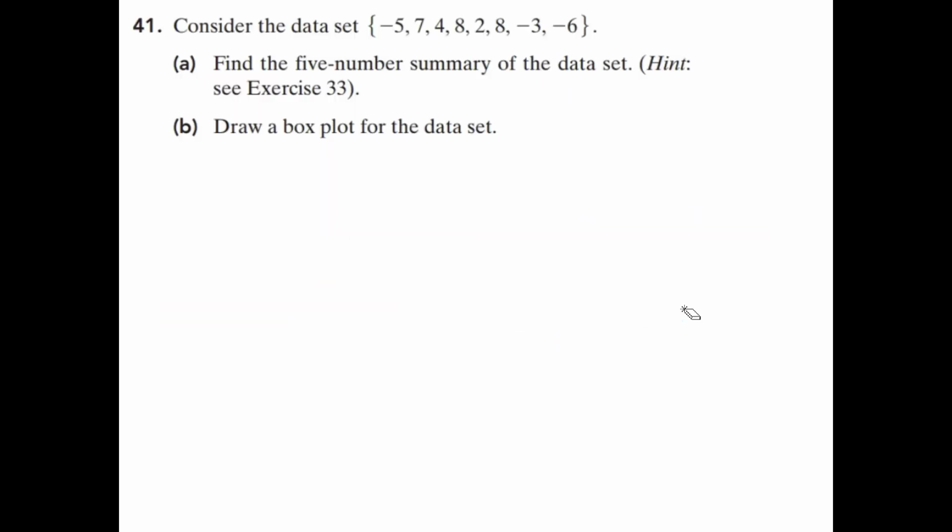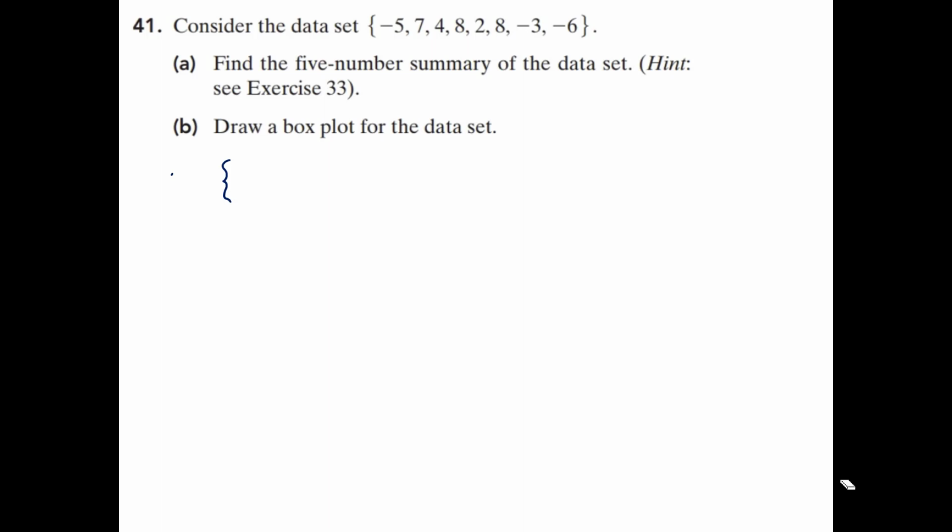Then we went on to section 15.2. We talked about mean, median, and then the 5-number summary and percentiles. So here we go. Find the 5-number summary of the data set, right? So the 5-number summary is we give the minimum number. Well, let's do this first. The first thing we should do is write this set in order.